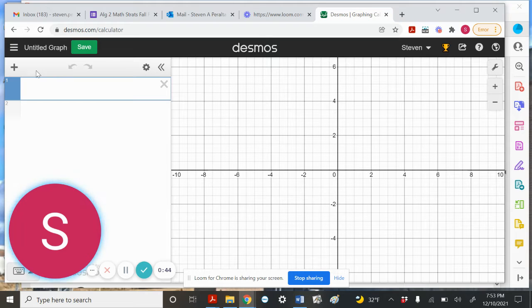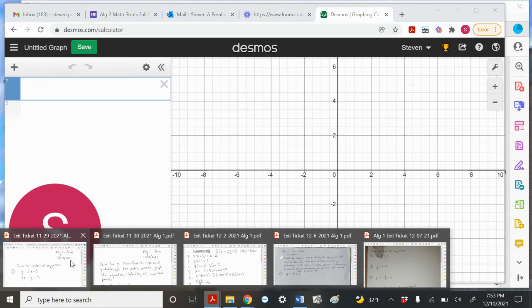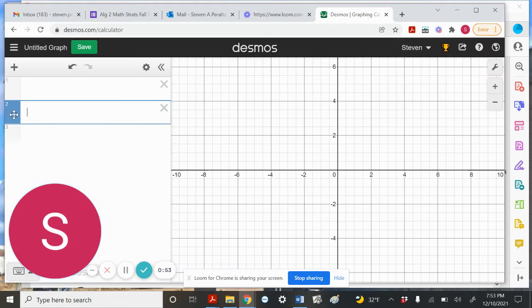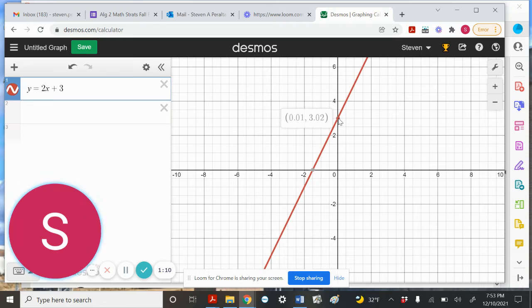You're going over to the graphing calculator. When you're dealing with a system, you're going to type in the two equations there. The first one is y equals 2x plus 3. Notice that it creates a line for you, and you can see some information about that particular line. The 3 is giving me the y-intercept, so I can see where it's crossing the y-axis, and I can see that point: 0, 3.